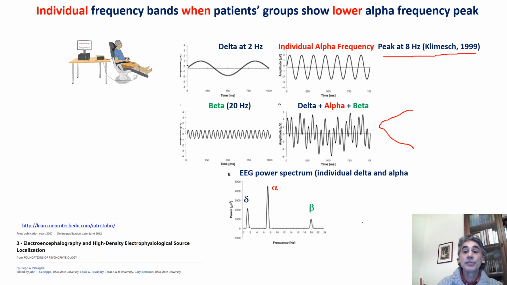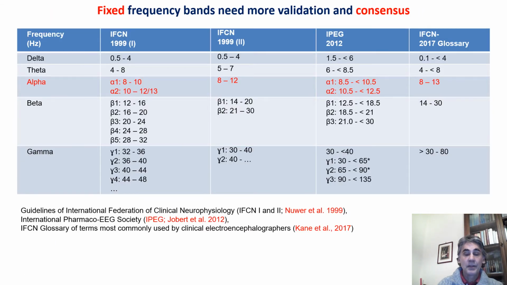The magnitude of these oscillations can be represented in the EEG power spectrum. Of course, fixed frequency bands can be used in experiments in clinical neurophysiology. However, the work group was not able to identify the best solutions, the best frequency bands in delta, theta, alpha, beta, and gamma.